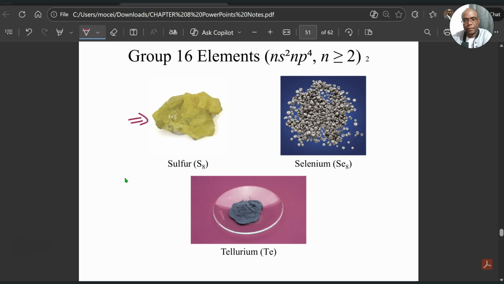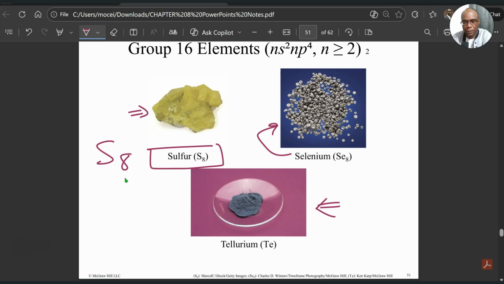Sulfur looks like this. It's usually elemental as S8. You saw this in practice exam 1A. And then selenium looks like that, and then tellurium looks like that on a watch glass.